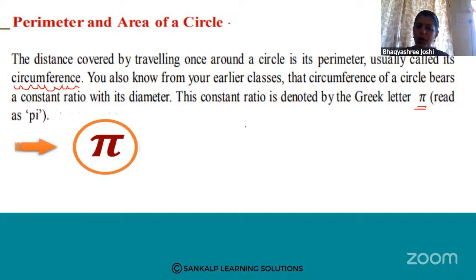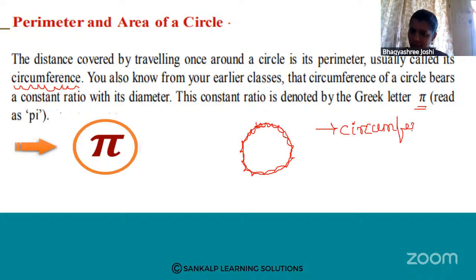This is pi. See, this is a circle. What do you mean by circumference of the circle? If you travel once around a circle, in other words, it is the length of the outer boundary. The length of the outer boundary is called the circumference of the circle. And the formula to calculate circumference of the circle, remember, is 2 pi r.